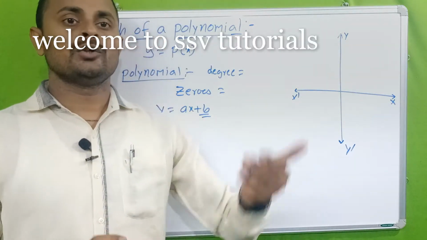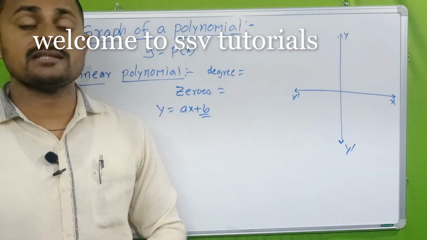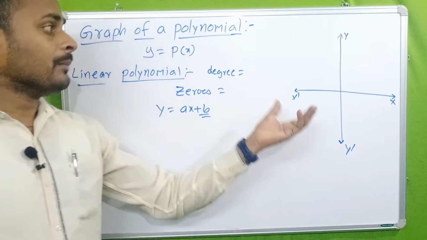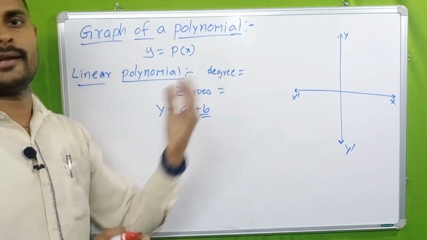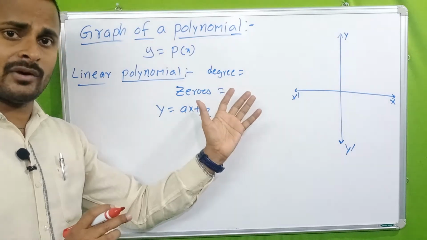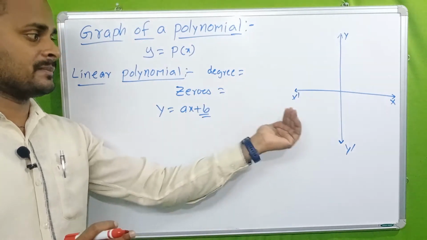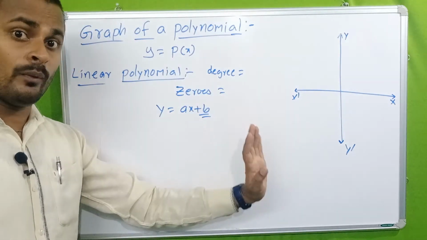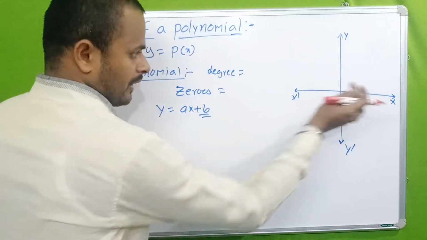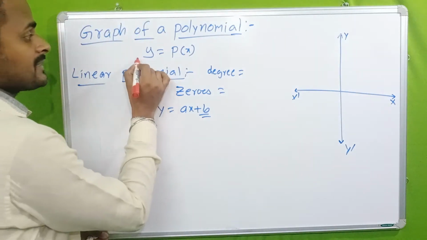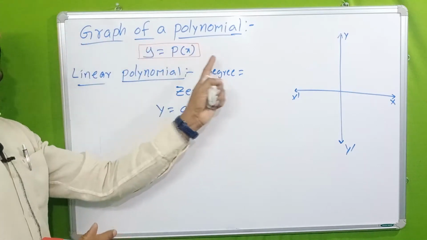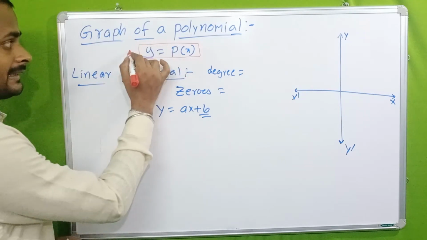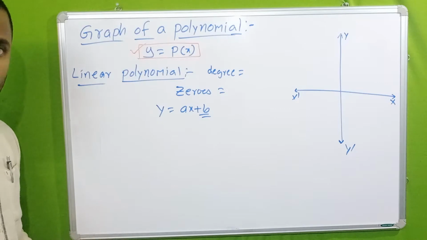Welcome to SS tutorials. Today's topic is the graph of a polynomial, which means how we represent a polynomial on a coordinate axis. The general forms of a polynomial are ax square plus bx plus c, or ax plus b. In these, the variable is x, and the zeros of the polynomial are always the x coordinates, that is, x points. That is why the graph of a polynomial is represented as y is equal to p of x, the polynomial of variable x.